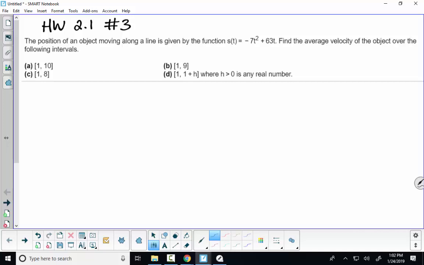So let's just specifically look at part D. Is that all right? And then we can look at that in context of A, B, and C as well. So we're given a position, and we want to find the average velocity on the interval 1 to 1 plus h. So this is our time interval with this given position function.